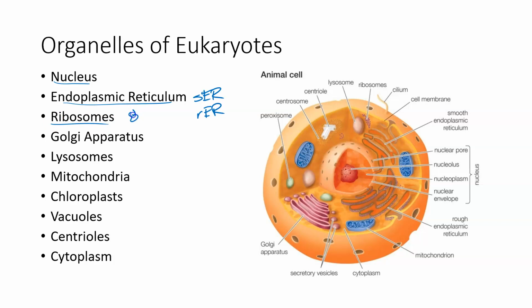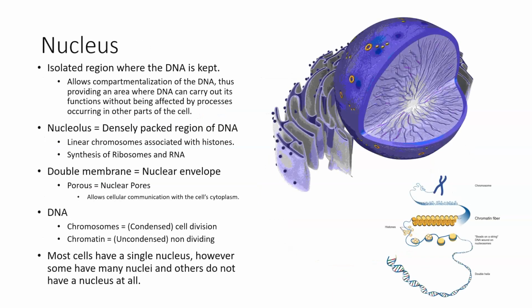Ribosomes are the 80S ribosomes associated with eukaryotic cells. Golgi apparatus, lysosomes, mitochondria, chloroplasts, vacuoles, centrioles, and cytoplasm all belong to the class of cells that are eukaryotes. So, if we start in the nucleus, we know that the nucleus is a structure that contains the DNA within eukaryotic cells. The DNA is kept within the center of the nucleus. Notice the nucleus has this kind of dense core called the nucleolus.